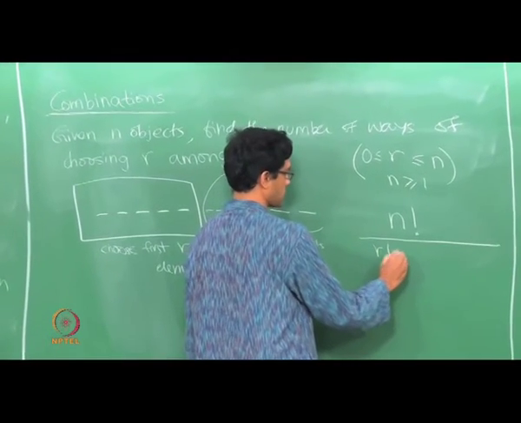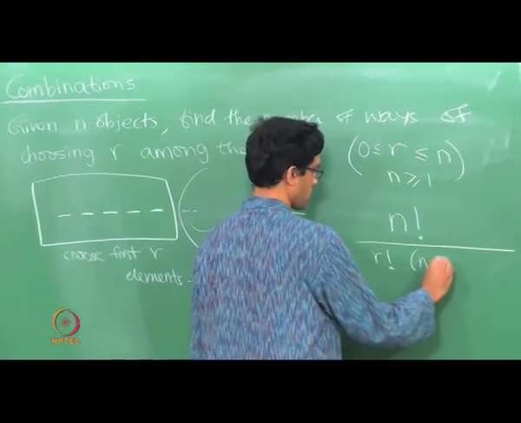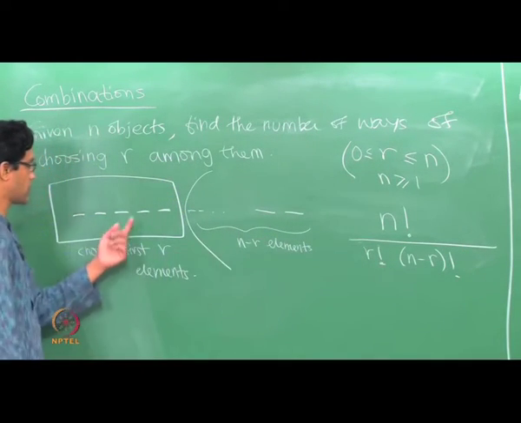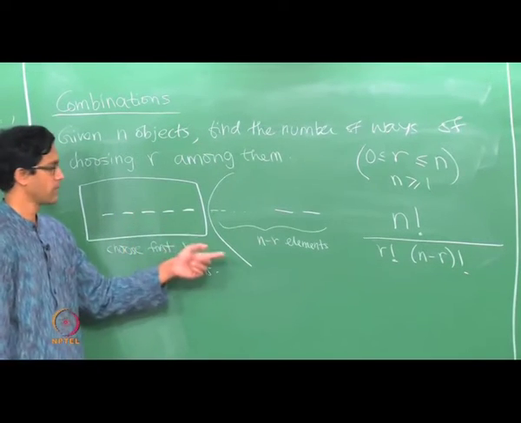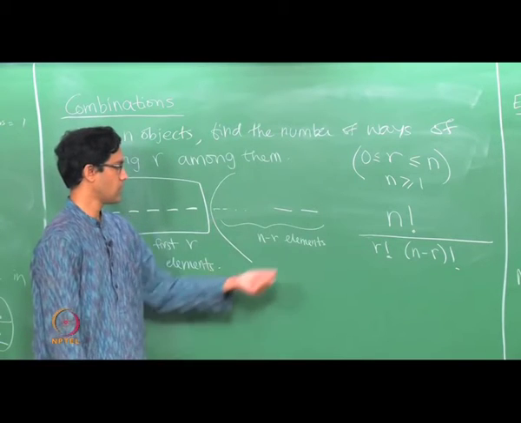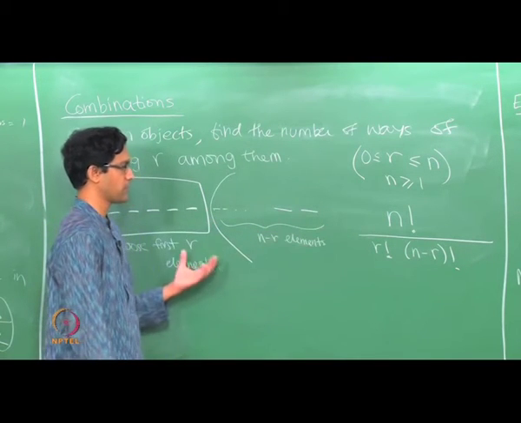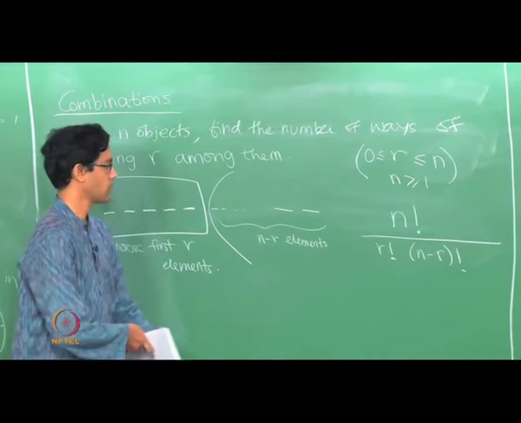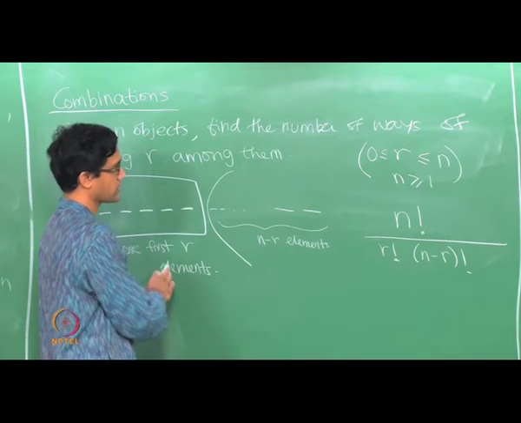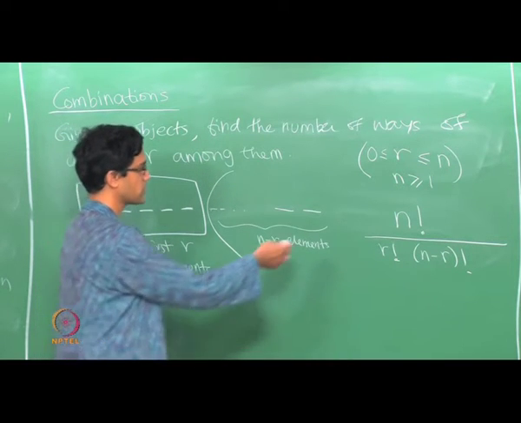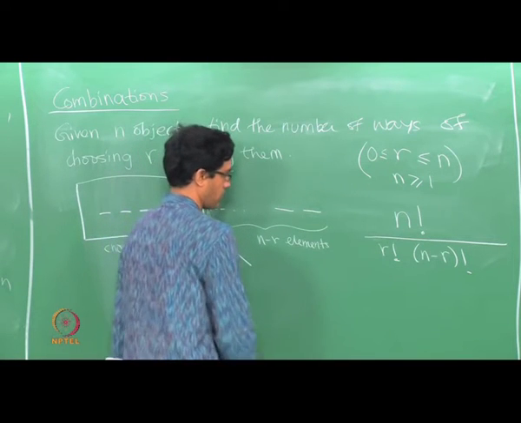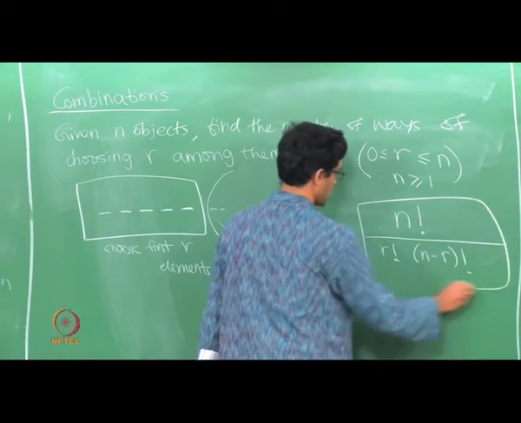R factorial times n minus R factorial are repetitions. R factorial is the number of permutations of these R objects, n minus R factorial is the number of ways of permuting these n minus R objects. Now that is the amount of repetition that you have when you count these, okay. So the final number of distinct choices of R elements that you can generate from the set of all permutations is just n factorial divided by R factorial times n minus R factorial. So this is now finally the number of choices.